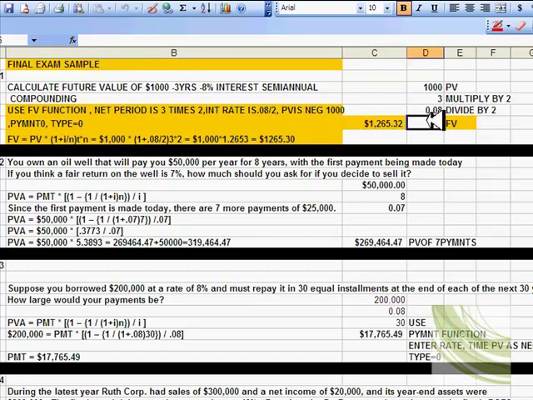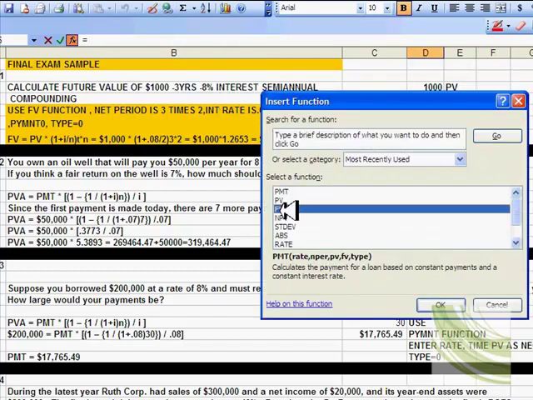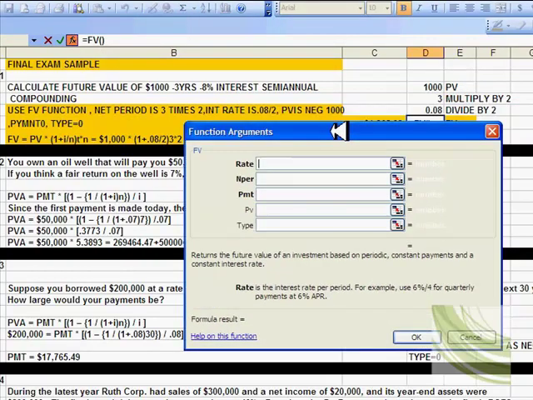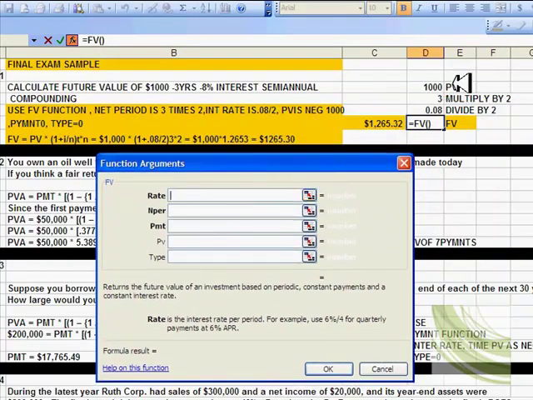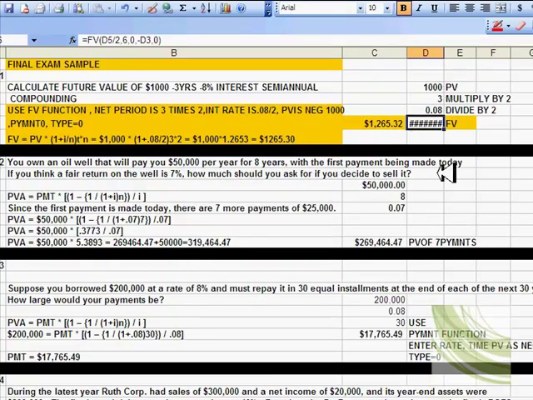So here you go to your function wizard, click on future value. You're trying to calculate future value. Say OK, and a window will open up. Here in the rate, you're going to highlight this rate, but divide by 2 because this is a rate per period. Number of periods is 3 times 2. You can either multiply 3 times 2 or you can enter 6. And the payment is 0. The present value, put it as a negative amount, negative 1,000. Type is 0, which is at the end of the period, and this will calculate your future value.